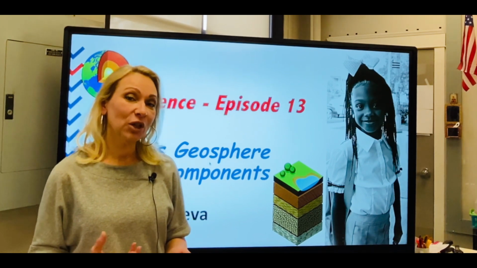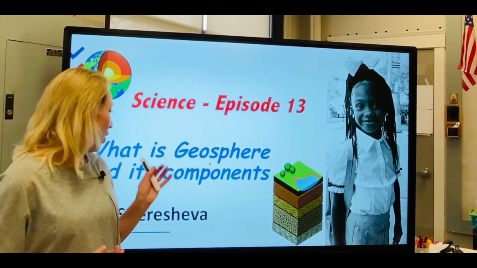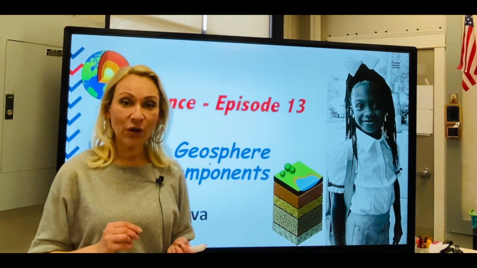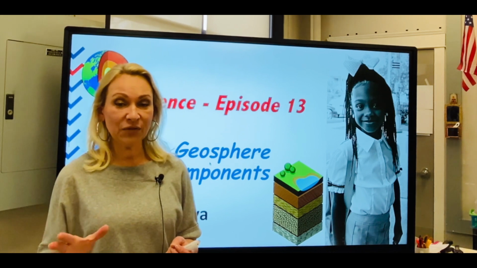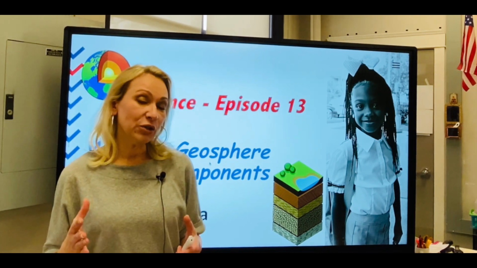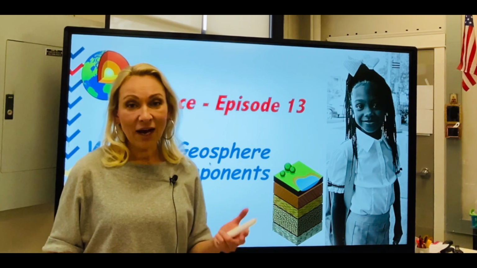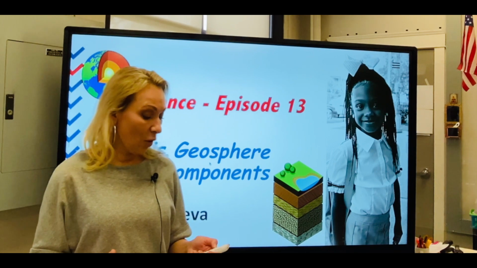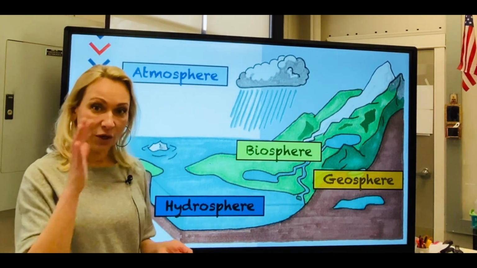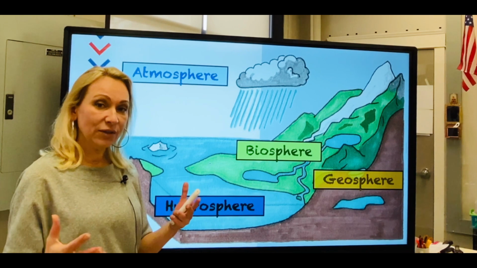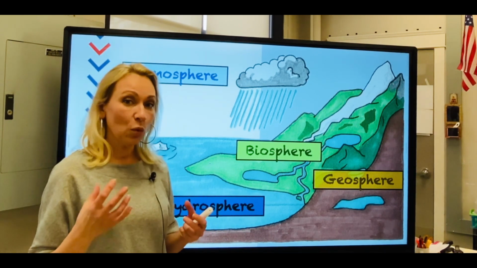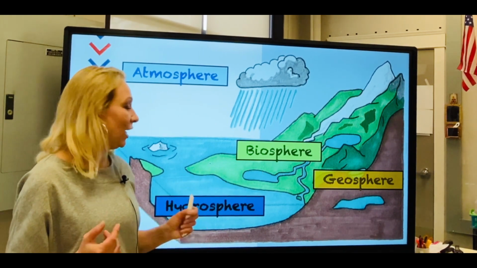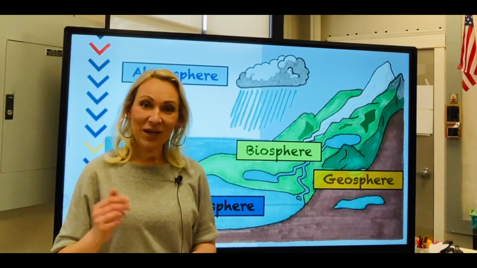Today we will be learning about the geosphere. What is the geosphere and what are the components of the geosphere? Also, we will be talking about how the geosphere interacts with the other two spheres we already know about, the hydrosphere and atmosphere. So you already know that there are four parts of the Earth we call spheres. They work together as a whole complex: atmosphere, biosphere, geosphere, and hydrosphere. All right, let's go ahead and start.